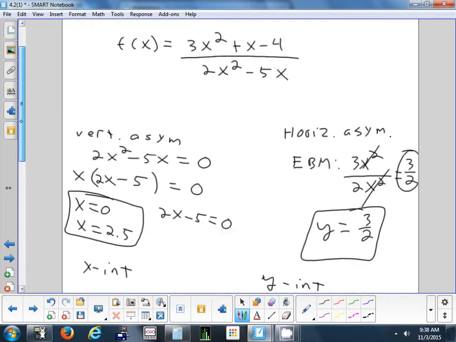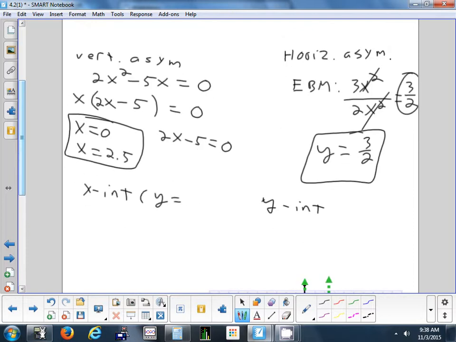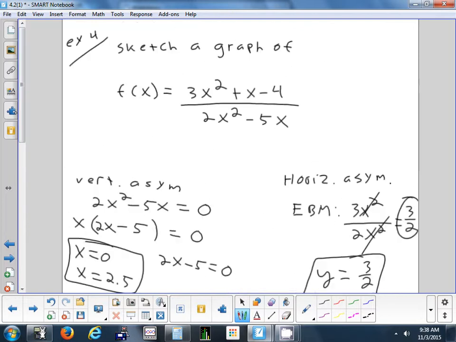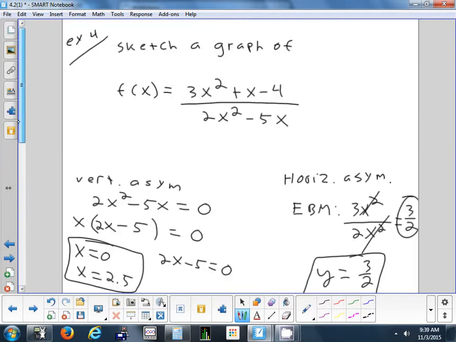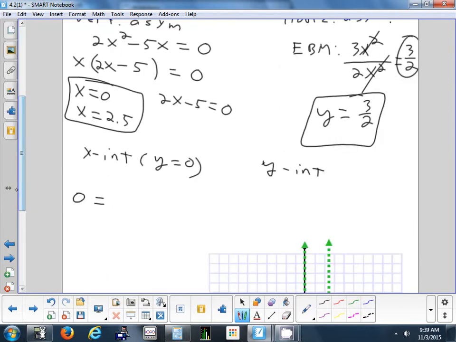All right, x-intercept. Okay, that's when you let y equal 0. The only way you can make this fraction 0 is if the top is 0. So set the top equal to 0. 3x squared plus x minus 4. Now I'm going to hope that we can factor that. Otherwise, we'd have to use the quadratic formula, but I think it factors.